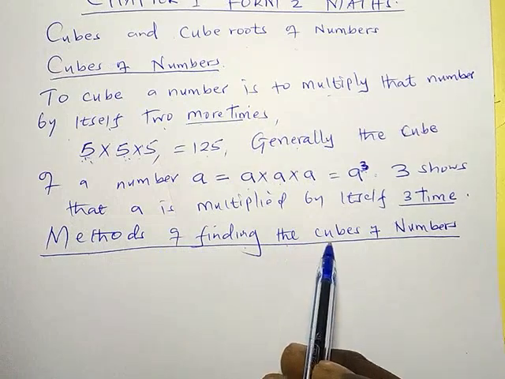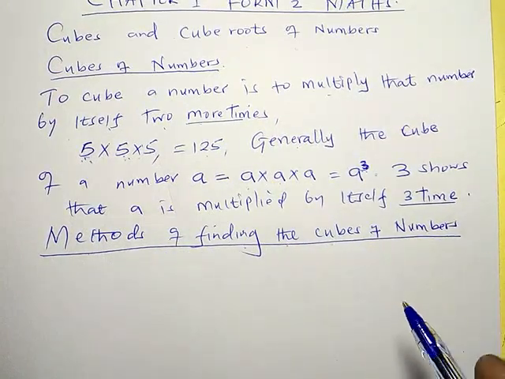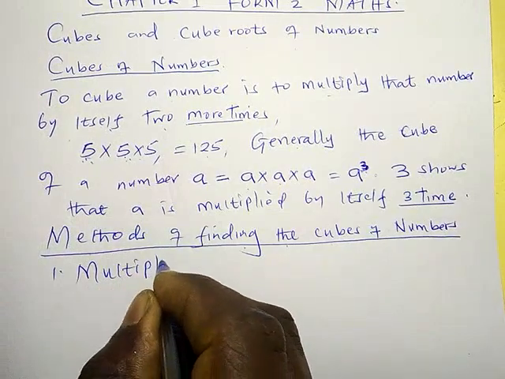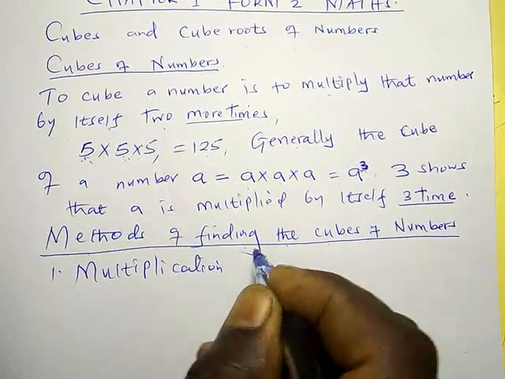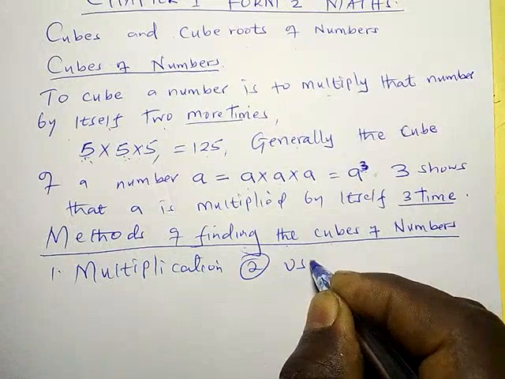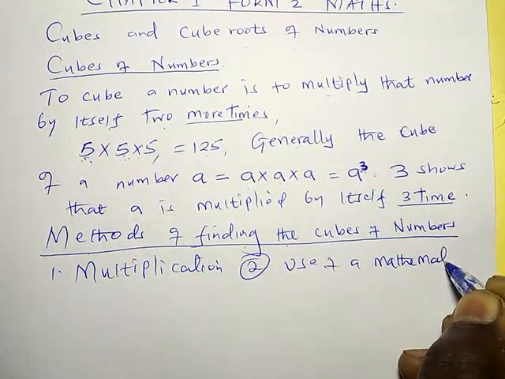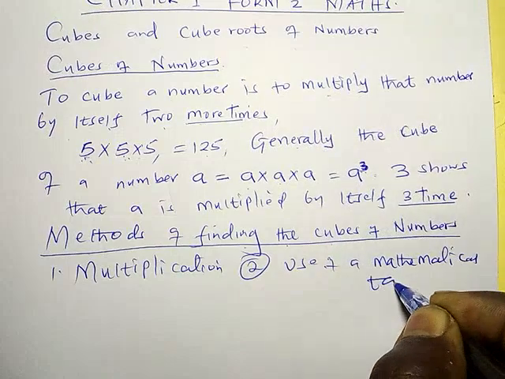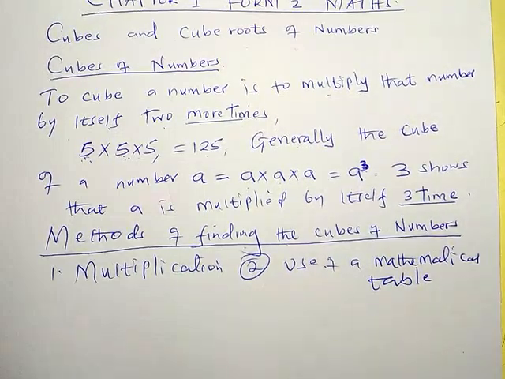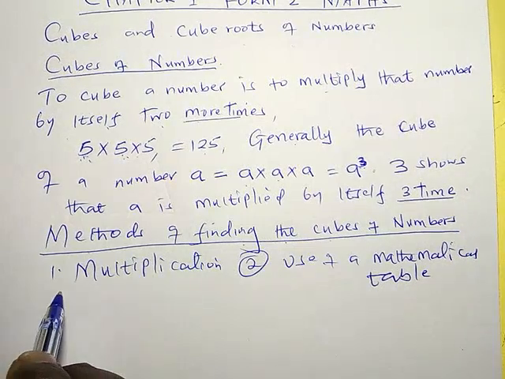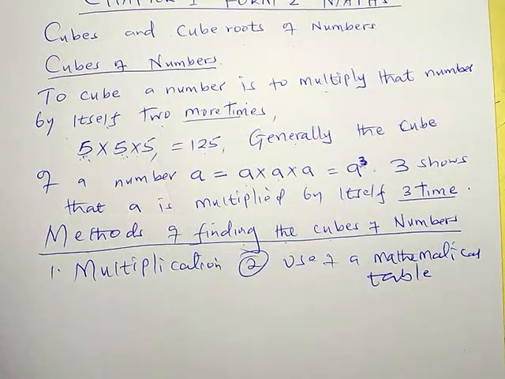Methods of finding the cubes of numbers. We have two of them. Number 1, we use multiplication. And number 2 is the use of a mathematical table. So these are two methods that we use to get the cubes of numbers. We start with number 1, multiplication.